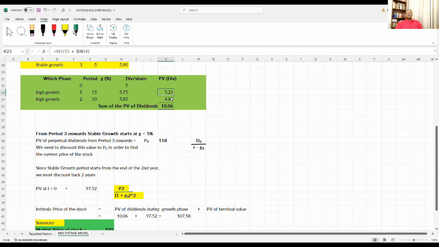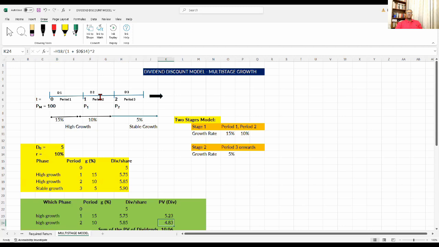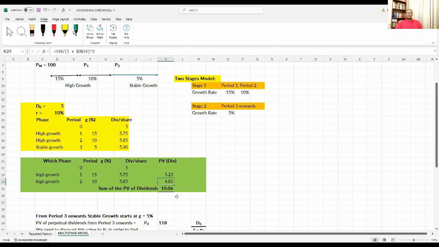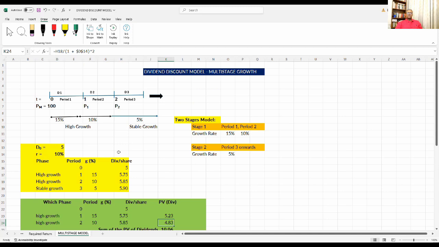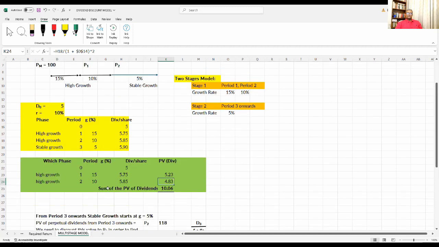Okay, here's the equation. And then this, that is D2, D2 is 5.85. So what is 5.85 when you bring it to present? Mind you, there are 2 years now, so you have to apply the right formula. So it becomes 4.83. Okay, so the present value of 5.85 over 2 years becomes 4.83. And then you add these two present values, and you get 10.06.